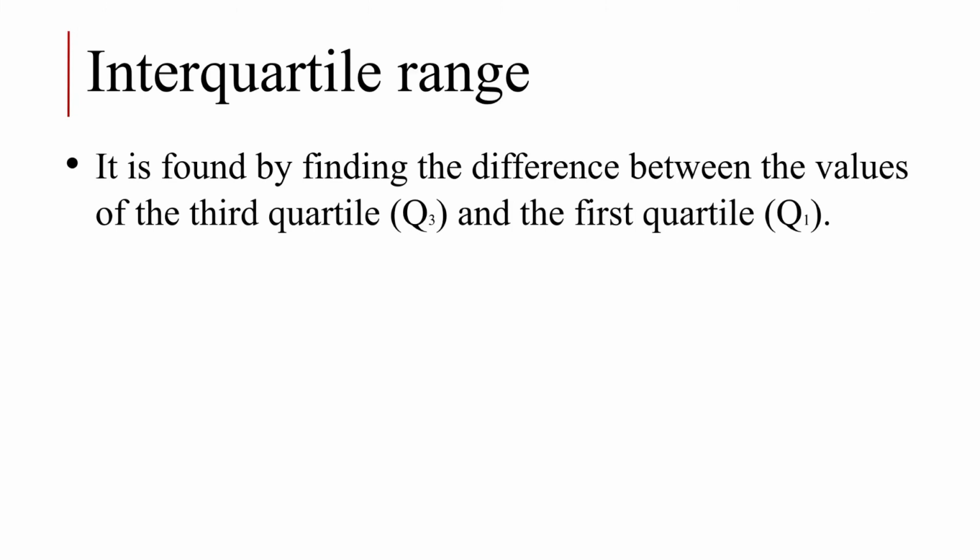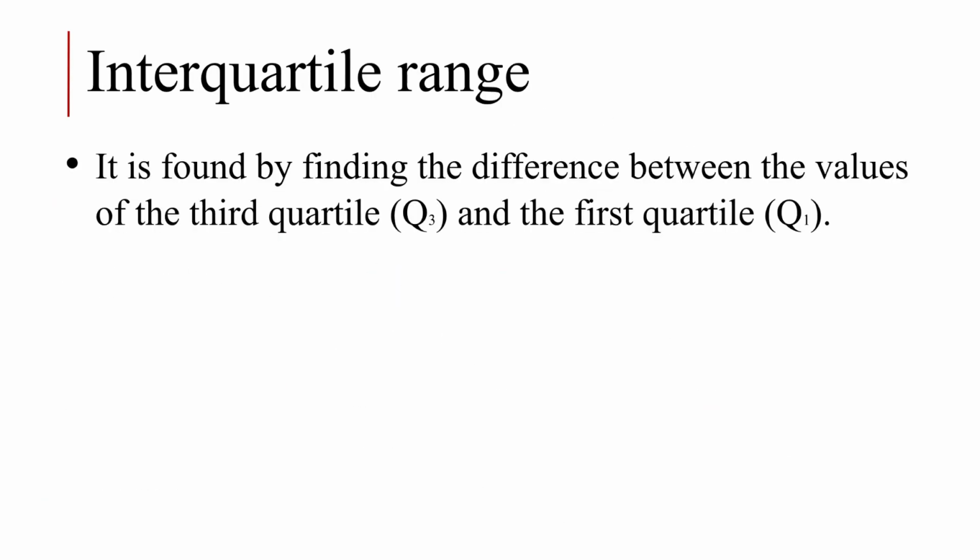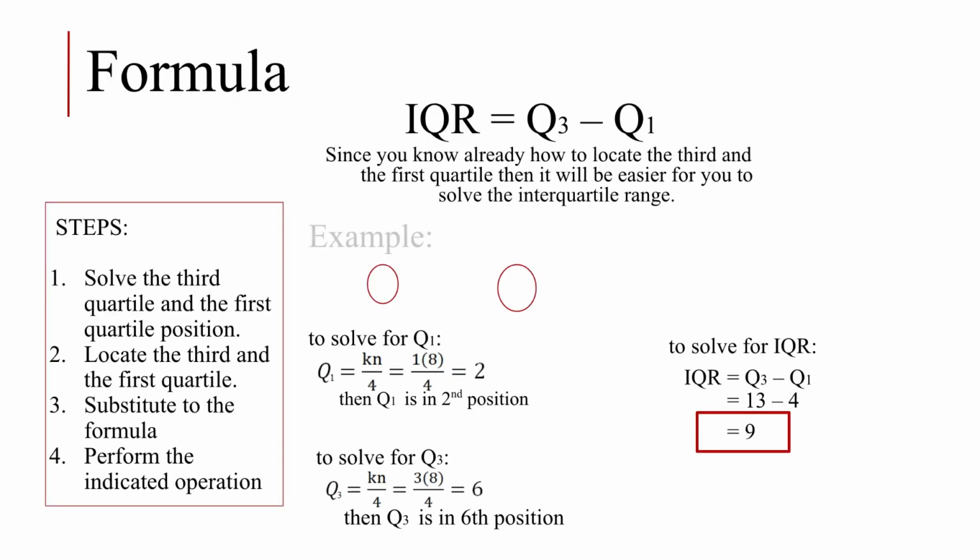Next, let's proceed to interquartile range. It is found by finding the difference between the values of the third quartile and the first quartile. In this case, we need to unlock our knowledge from the previous lesson, which is identifying the third quartile and the first quartile. So take note that the formula for interquartile range is IQR is equal to Q sub 3, or third quartile, minus Q sub 1, or first quartile.